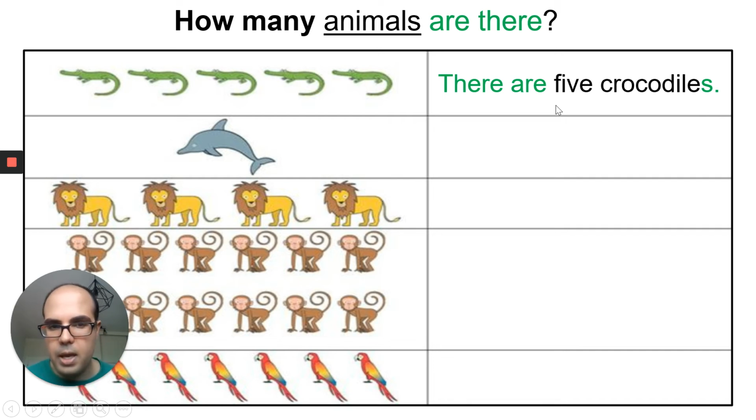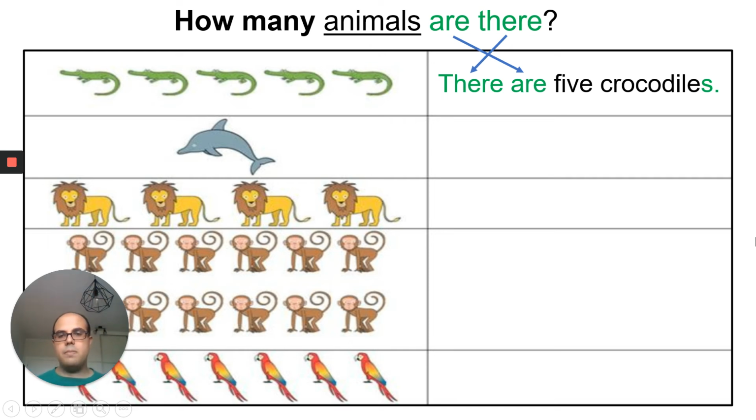And look again, how many animals are there? We have to change positions for the affirmative sentence. "There" is first at the beginning, and "are" is in second position. There are, because it's plural, there are 5 crocodiles. Don't forget the S at the end, because there are more than one. There are 5, okay?